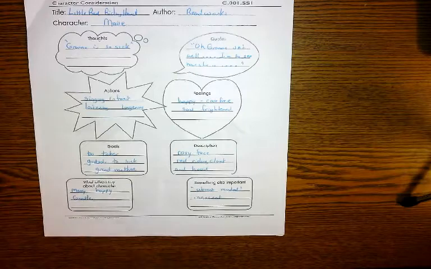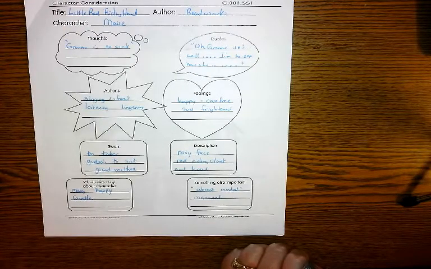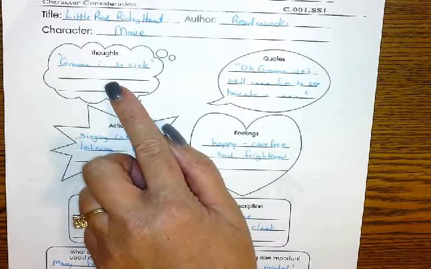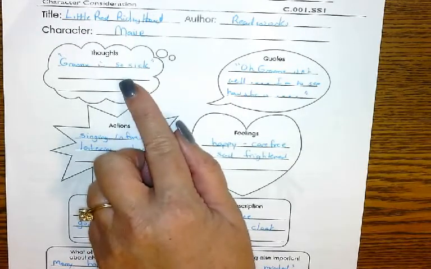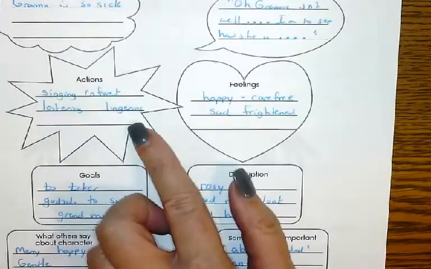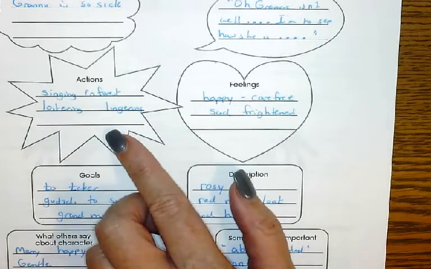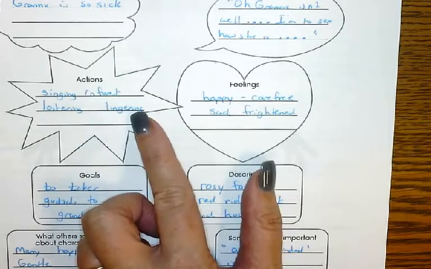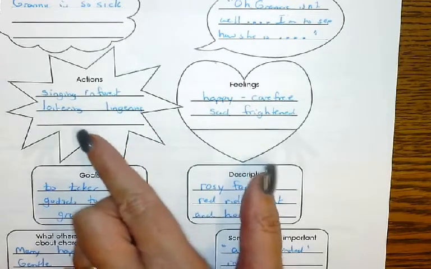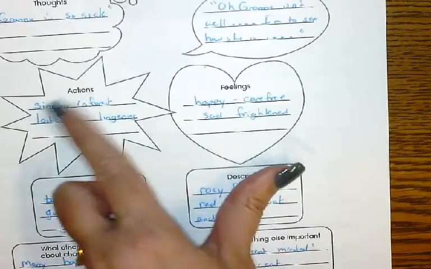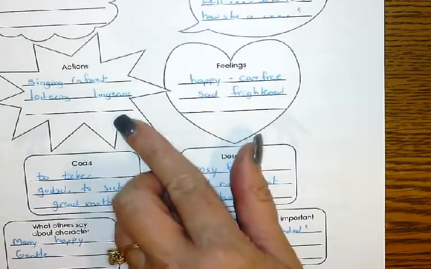And we said, okay, Maisie is a character, and we're trying to figure out her character traits. What are some of the thoughts she had? Well, one of the thoughts she had was that Granny is so sick. So we wrote that down as a thought. Then we said, okay, what type of actions does this character do? What kind of things does she do? Well, she likes to sing in the forest. She loiters. She lingers. Some people wrote down that she walked briskly. So we looked at her actions because these actions tell us things about her character.